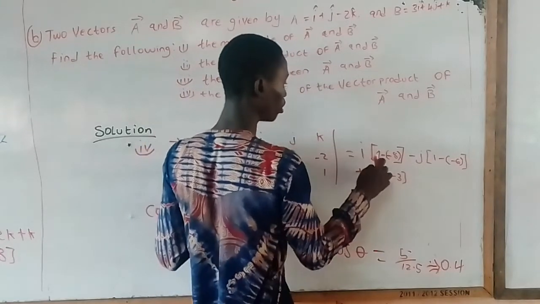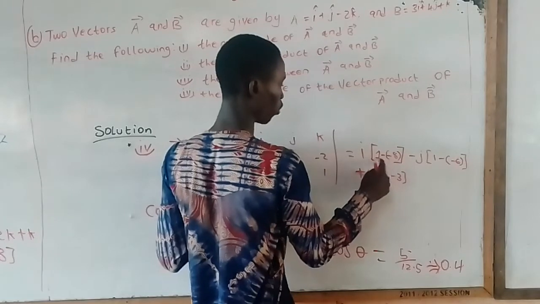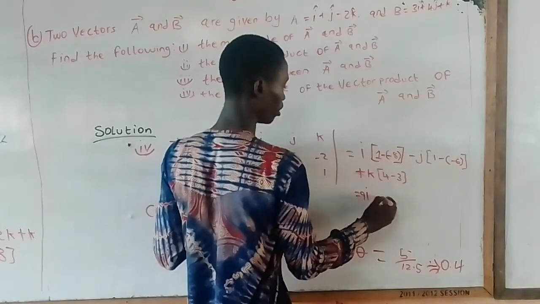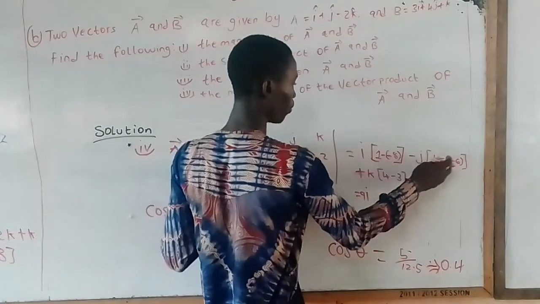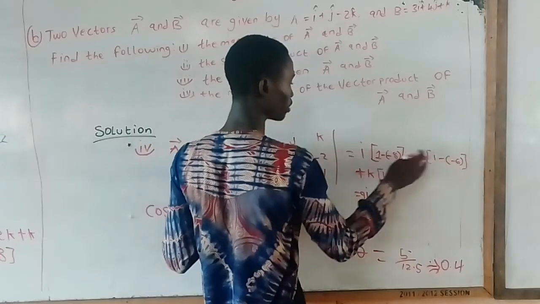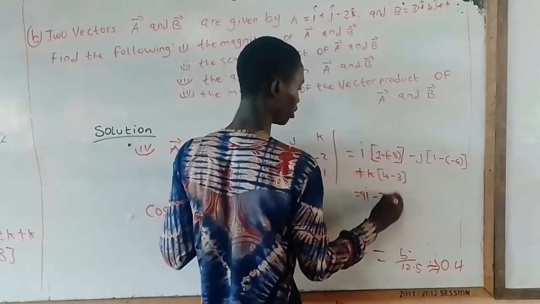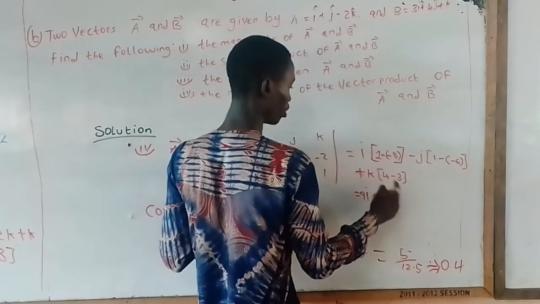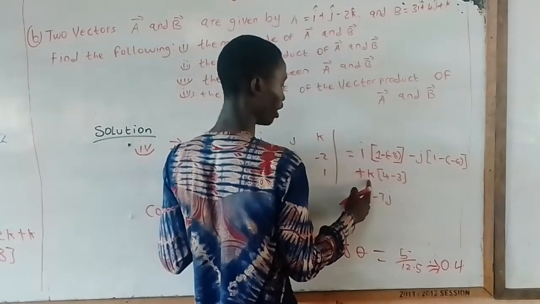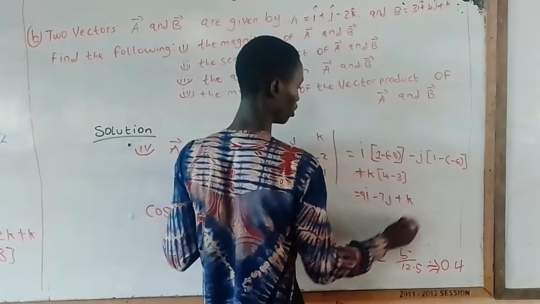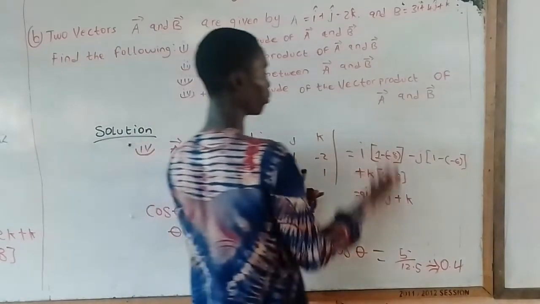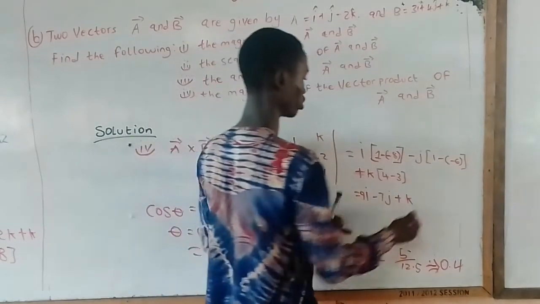So now, minus times minus is plus, 1 plus 8 is 9. So I get 9i. And here, minus times minus is plus. 1 plus 6 is 7. 7 times minus j is minus 7j. 4 minus 3 is 1. 1 times k is going to be k again, and that is plus k. So these are our vector product, which is also known as our cross product.